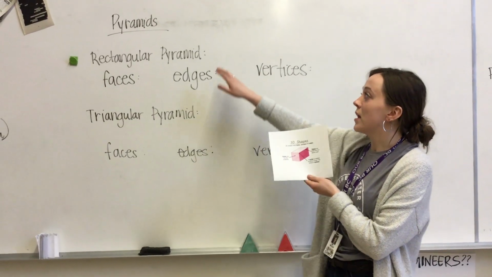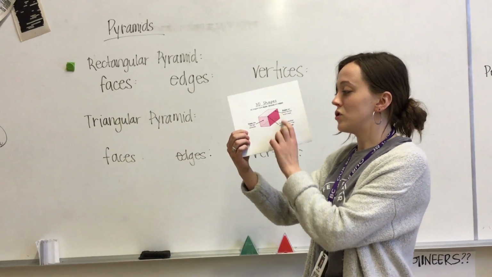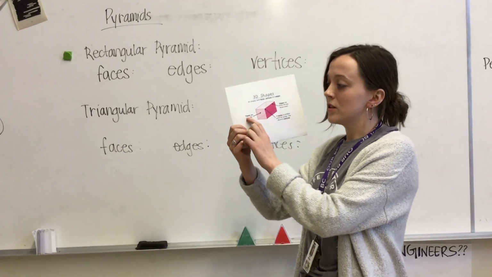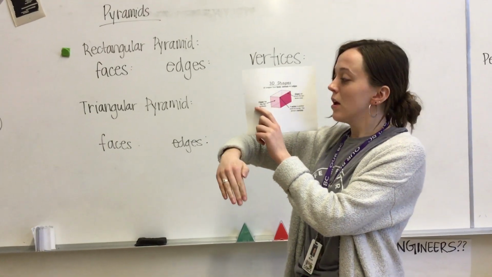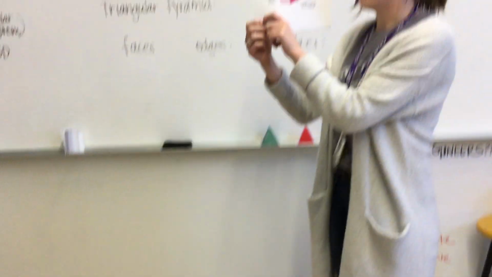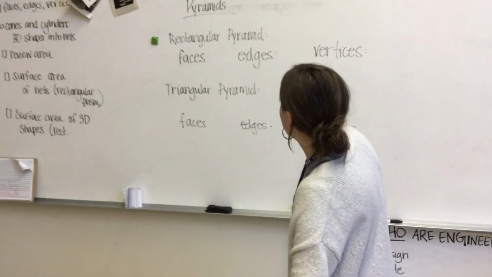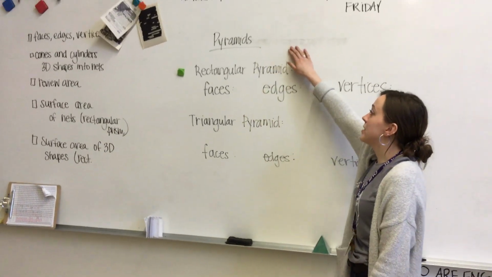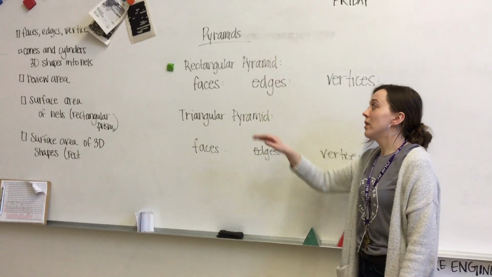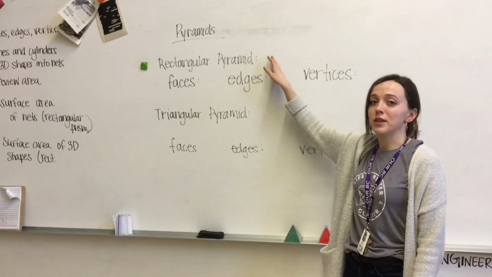Today we're going to be focusing on pyramids, but I wanted to review what faces, edges, and vertices are. So faces are the flat parts. Edges are the edges, just like the edge of a desk right here. And the vertices are the points, so the corners of something, okay? So today we're going to be talking about pyramids, and we're going to be focusing on faces, edges, and vertices, as well as how these pyramids get their names.